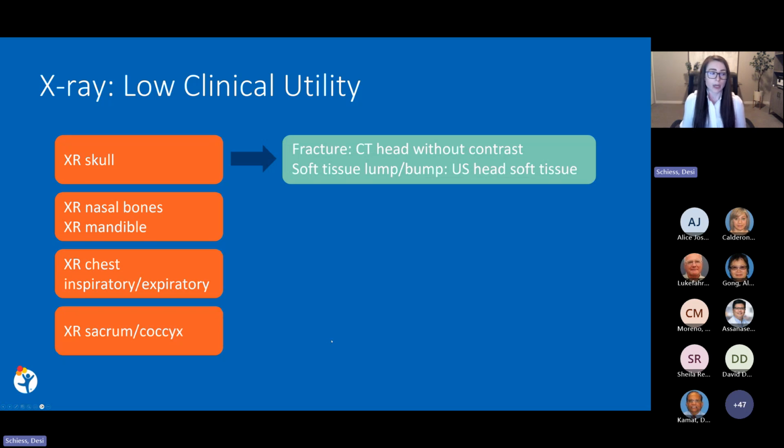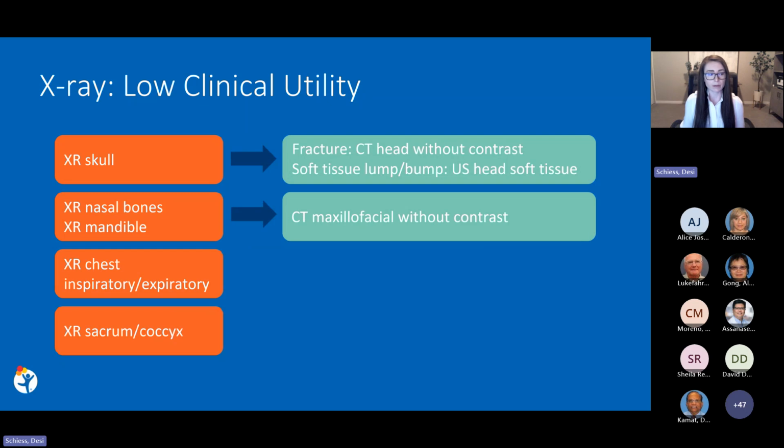X-rays of the nasal bones are challenging to interpret in children due to their immature nasal bones, which are normally discontinuous. If there's clinical concern for a fracture, it's best to get a CT of the face. Similarly, for mandibular x-rays, unless it's a displaced fracture, it might be hard to see on an x-ray.